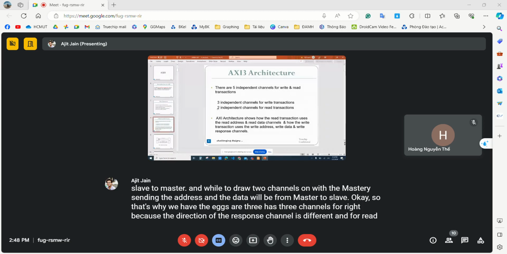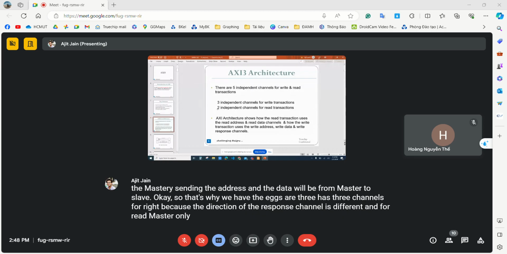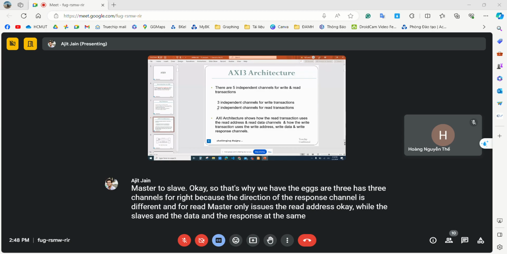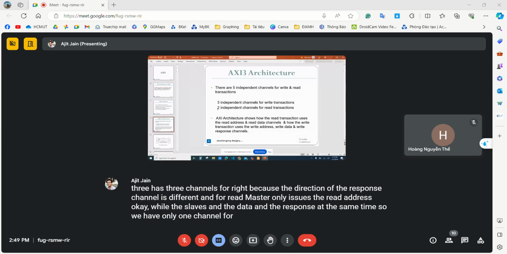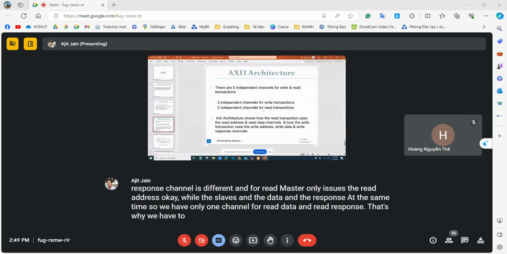And for read, master only issues the read address, while the slave sends the data and the response at the same time. So we have only one channel for read data and read response. That's why we have two channels for read. Is this clear?